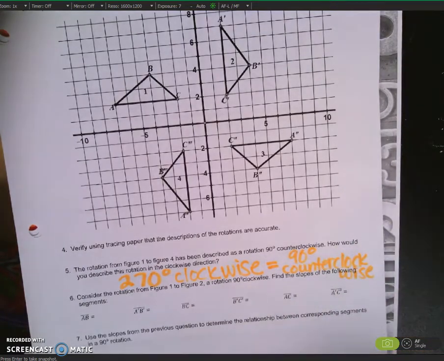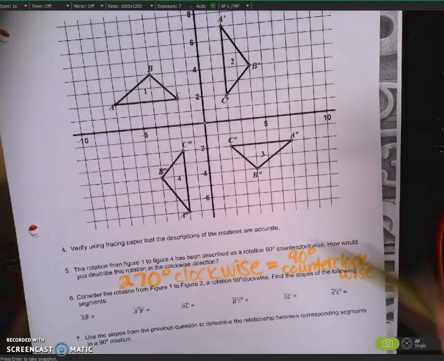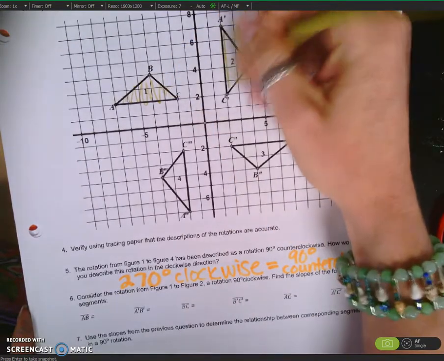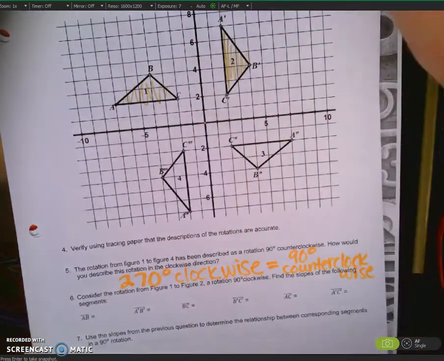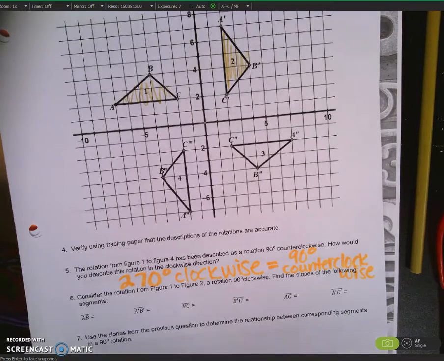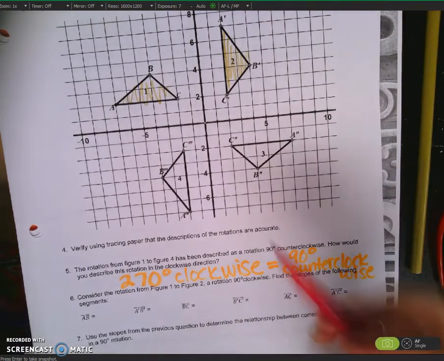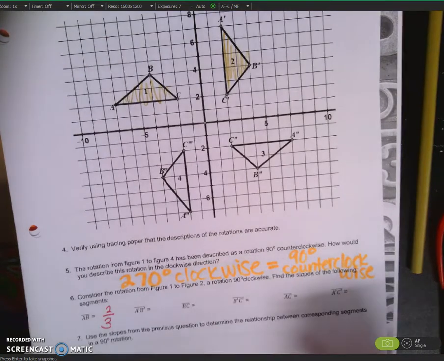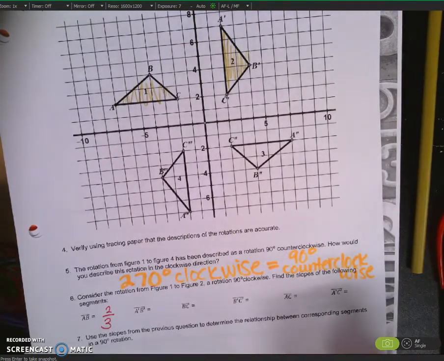Now let's take a look and investigate our slopes. We're going to focus just on figure 1 and figure 2. Looking at figure 1, what is the slope of segment AB? That's right, 2/3. Now go to figure 2. What's the slope of A prime, B prime?